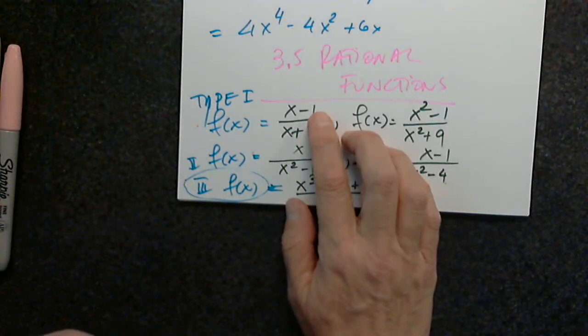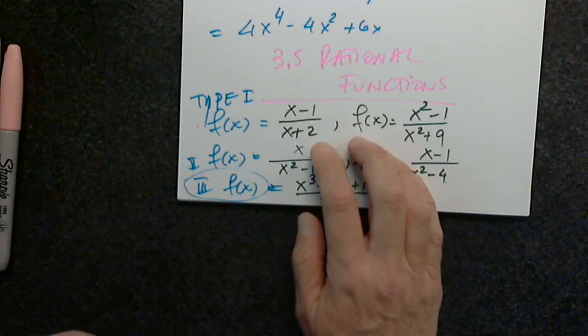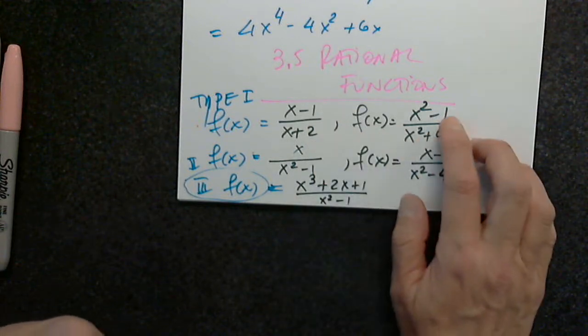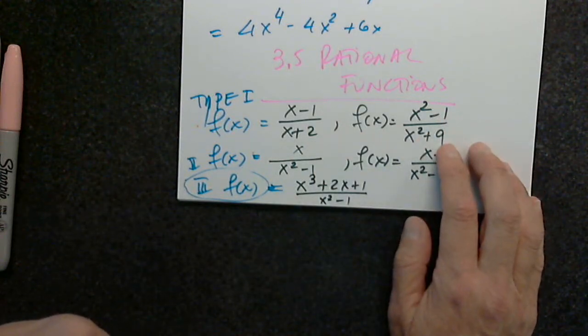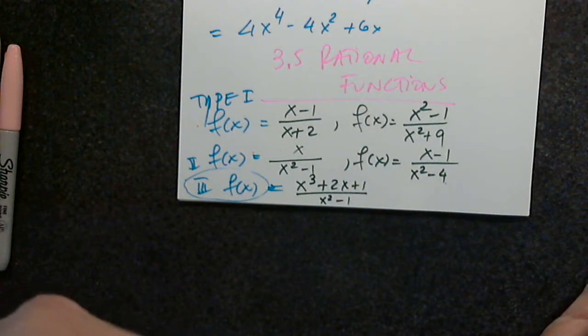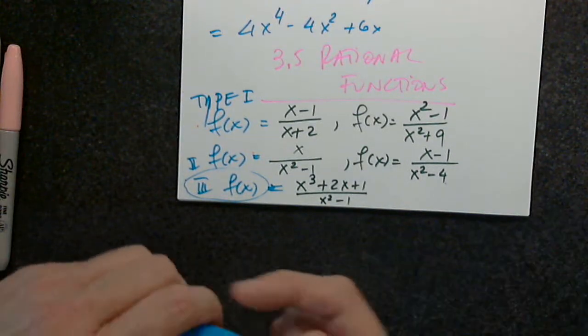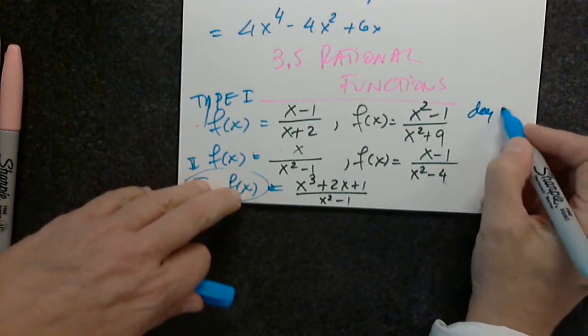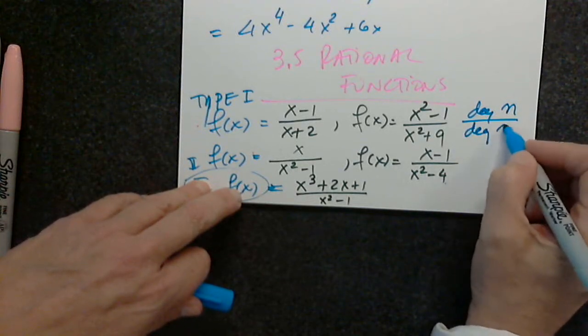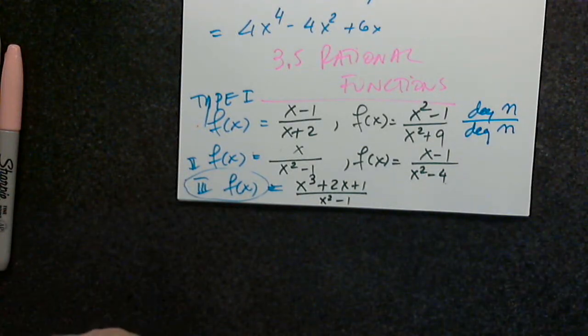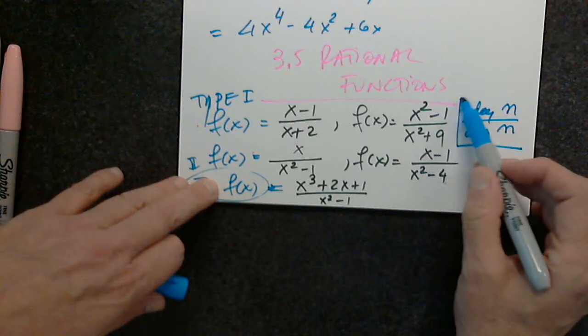Well, what is the degree of the top? 1. What is the degree of the bottom? 1. What is the degree of the top? 2. What is the degree of the bottom? 2. Same degree over same degree. So I'll say degree n, degree n. Same degree over same degree. This is type 1.